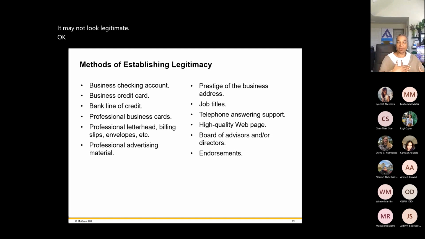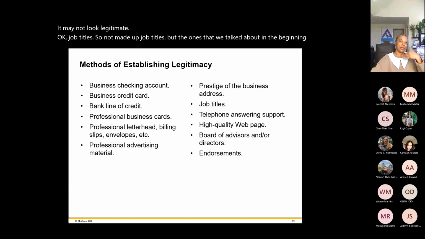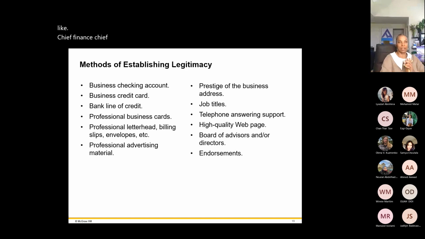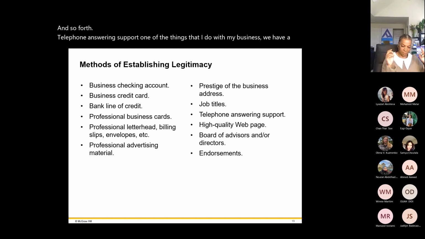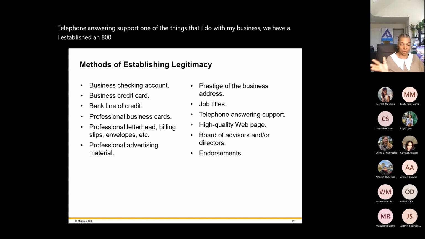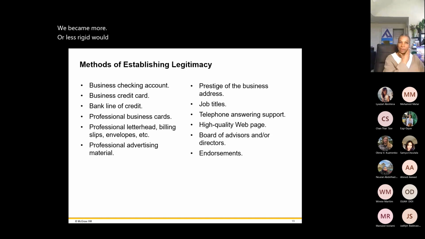Job titles. Not made up job titles, but the ones that we talked about in the beginning, like chief financial officer, chief technology officer, and so forth. Telephone answering support. One of the things that I do with my business, I established an 800 number, which is a toll-free number, so you can call from any place. That was before we became more or less rigid with phone calls. Now you can just call people voice over internet for free. But I established an 800 number so that looks legitimate.